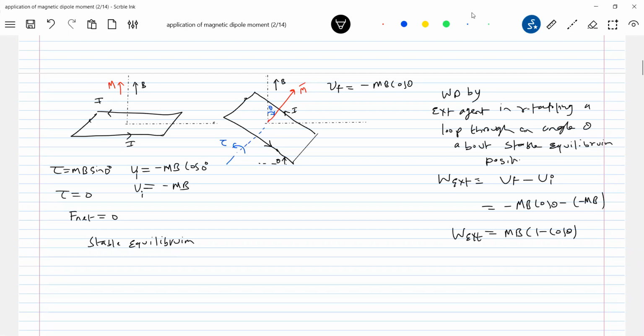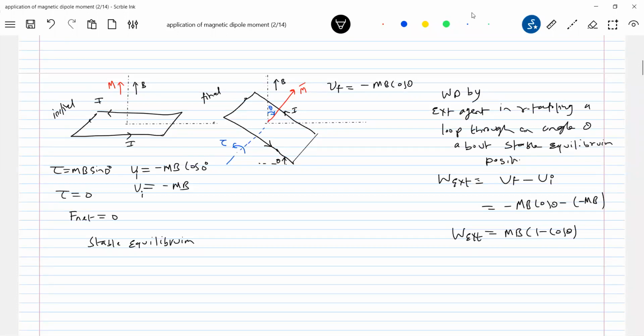This is the work done by an external agent. This much work is done by the external agent to rotate the loop from stable equilibrium, and this energy has been converted into an increase in the potential energy of the system. So the final energy is more compared to the initial.